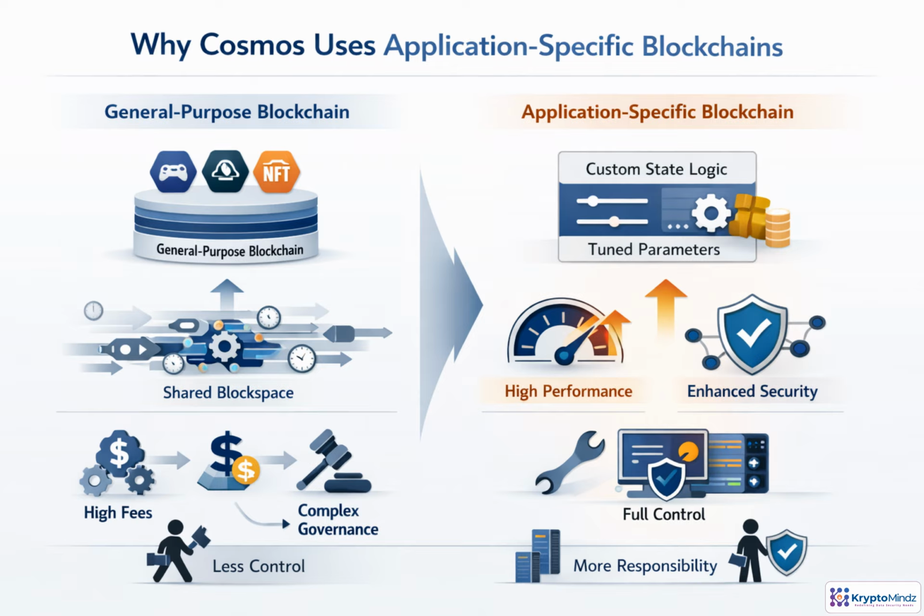Cosmos favors app-specific chains because some products need more than smart contracts on shared block space. Instead of competing with unrelated apps, a team can build its rules, fees, modules, and governance directly into the chain. That can improve performance and user experience. But it also adds responsibility: validator coordination, security assumptions, upgrades, and operations. So the trade-off is flexibility and control versus the simplicity of shared infrastructure.